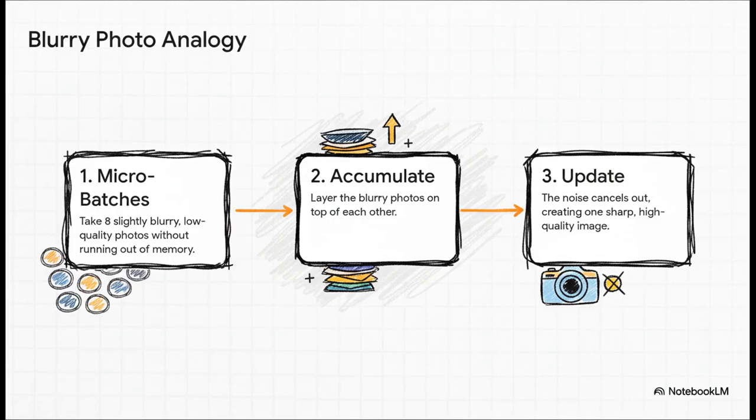This photo analogy really hits it home. Imagine you want one crystal clear photo, right? But your camera can only take these slightly blurry, low-res shots without crashing. So what do you do? You take, say, 8 of those blurry shots. You then stack them all on top of each other. All the little imperfections and the noise just kind of cancel each other out. And what you're left with is one sharp, high-quality image. That's exactly what gradient accumulation does for your model update.